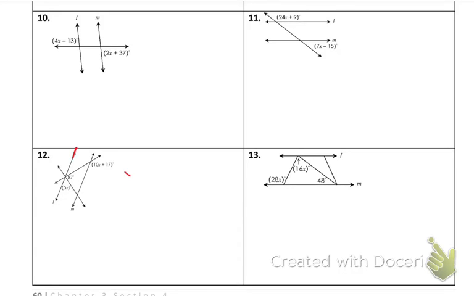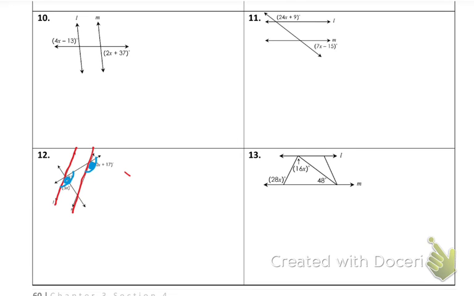So number 12, I want to prove that these lines are parallel. In order to prove those lines are parallel, either I need to show alternate interior angles are congruent, same side interior are supplementary, or corresponding angles are congruent. So here's my goal. My goal is to show that this angle here, I'll highlight it, I'll make a big mark there, is congruent to this angle here.